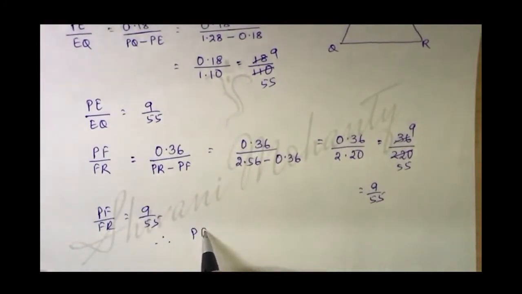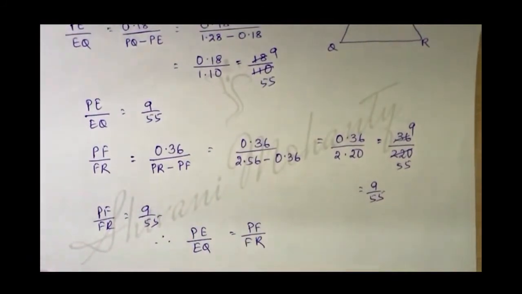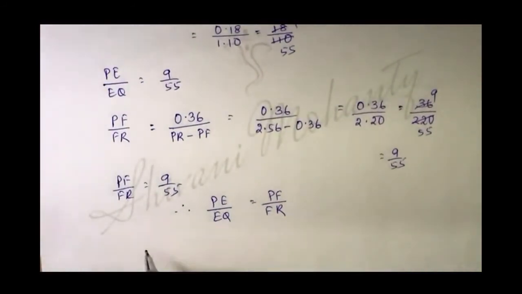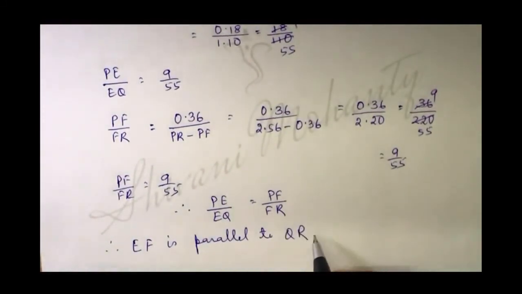See, PE by EQ is 9 by 55 and PF by FR is also 9 by 55. Therefore, PE by EQ is equal to PF by FR. So if it is equal, therefore EF is parallel to QR. With this we complete bit 3 of question number 2 also. In our next video we will do the rest of the questions. Till then, bye and take care. Please do practice. Okay, bye.